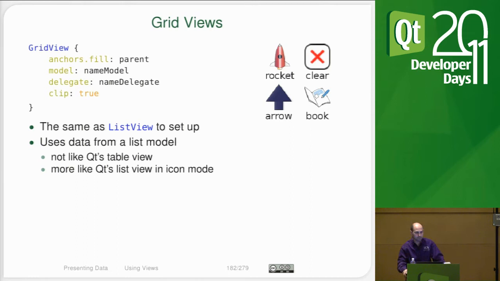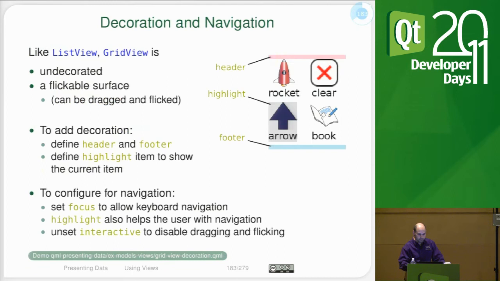So grid view is much the same thing. It has a model, it has a delegate, you set clipping on it, and it will basically lay out from left to right as many objects as it can fit in. It's really not a table view. It's really a list view in icon mode, if you remember your Qt views. Likewise, you can provide a header, a footer, and a highlight.